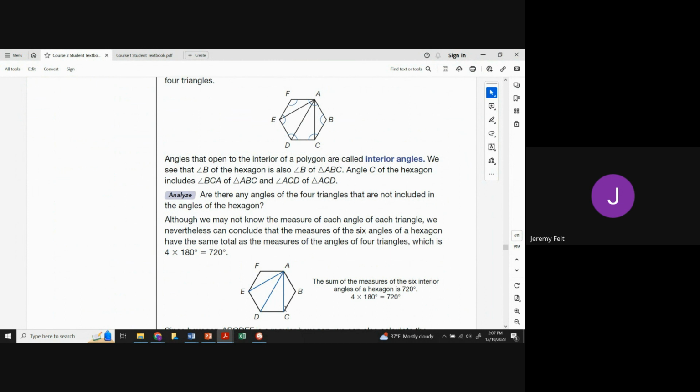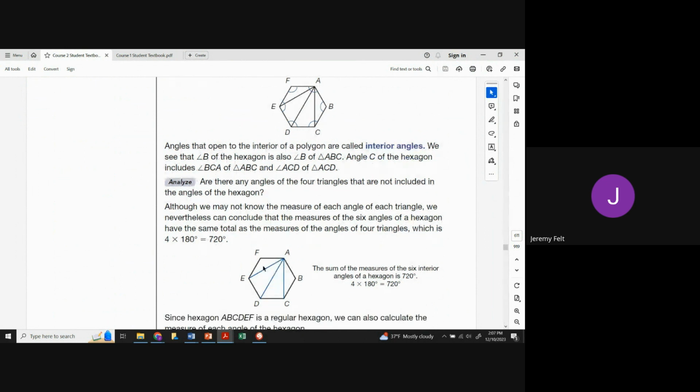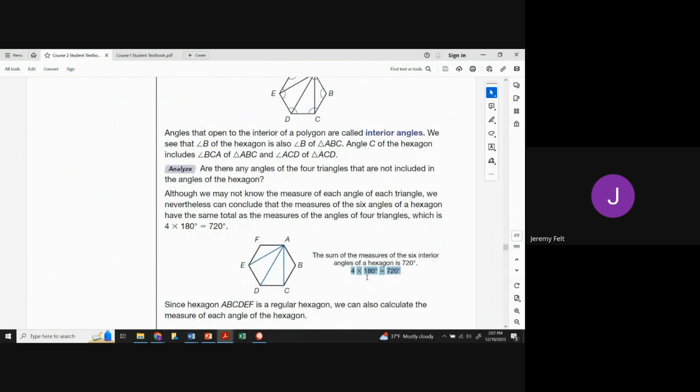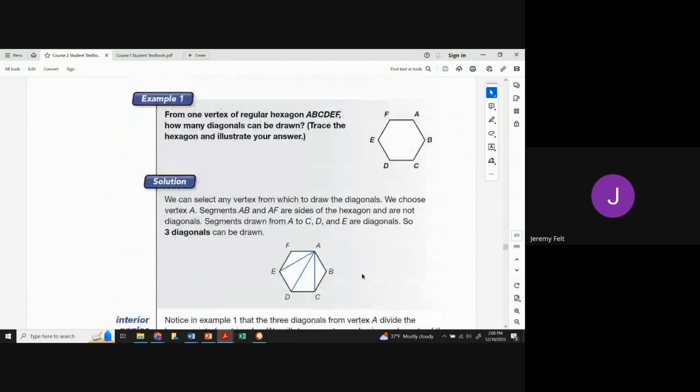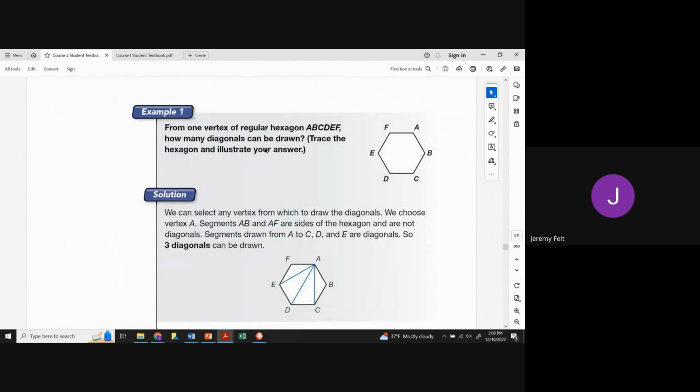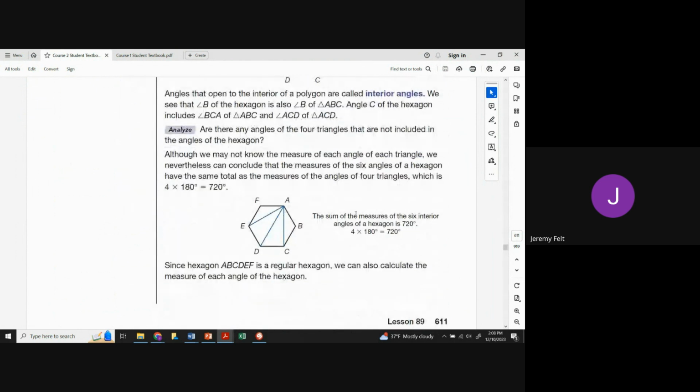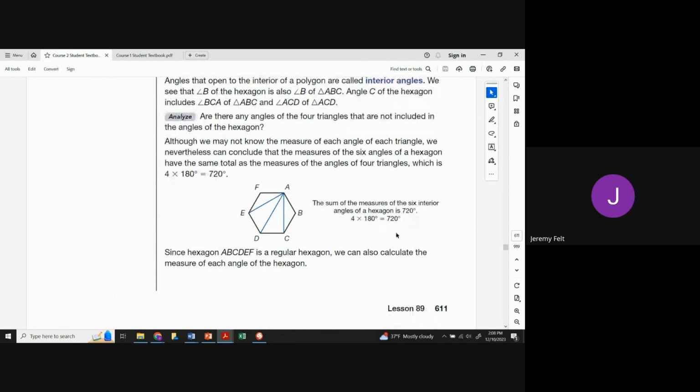We draw the diagonals, which now form triangles. In this case, we have 1, 2, 3, 4 triangles. Triangles, we just said, add up to 180 degrees. So we do 4 times 180, and that gives us 720. So we know all the interior angles of this hexagon add up to 720.